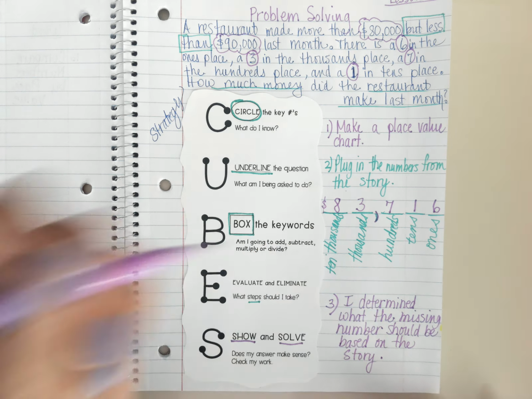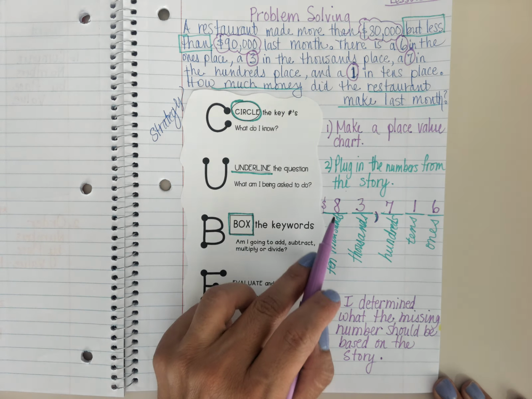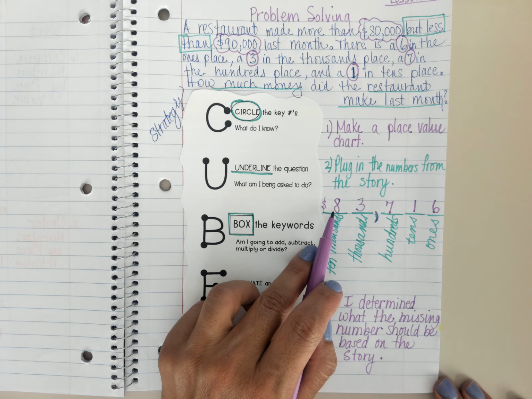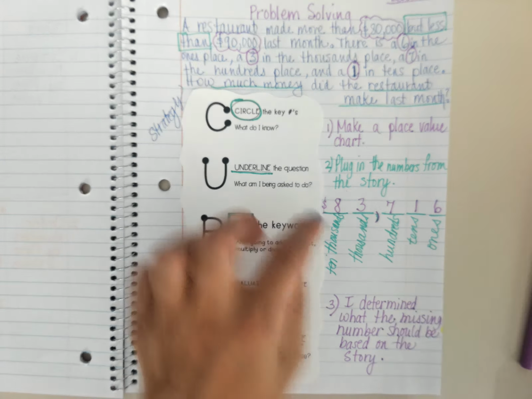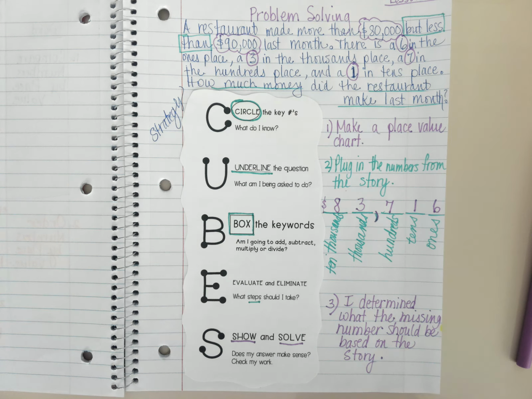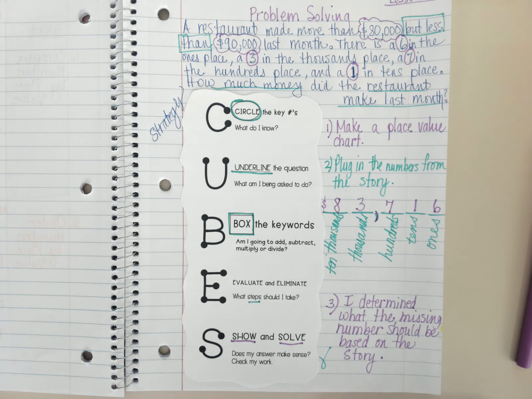Therefore, the point I made here about the restaurant making more than 80,000 but less than 90,000 let me know that I could not put a 9 in the 10,000s place, or the number was going to be too large to make sense. So there, I checked my work.